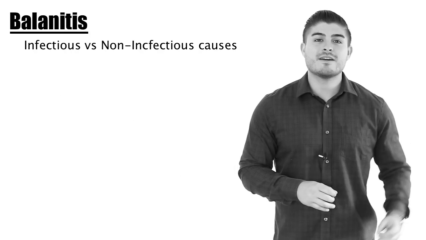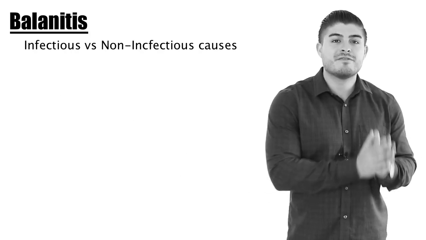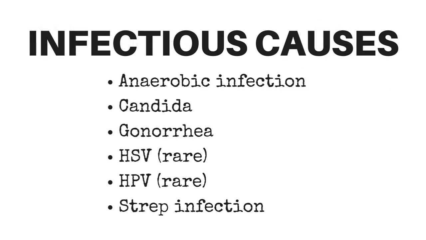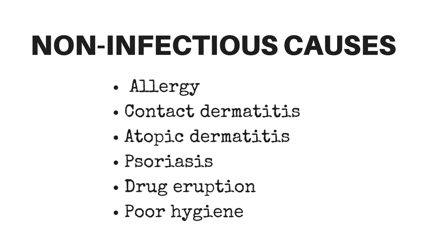Now, moving on to the etiology of balanitis. The inflammation can either be due to infectious causes or non-infectious causes. The infectious causes are really going to include anaerobic infection, candida, gonorrhea, herpes simplex virus, which is considered rare, HPV, again considered rare, and finally, strep infection. The strep infection can be group A and it can be group B. The non-infectious causes here are going to include allergy, contact dermatitis, atopic dermatitis, psoriasis, drug eruptions, and poor hygiene.